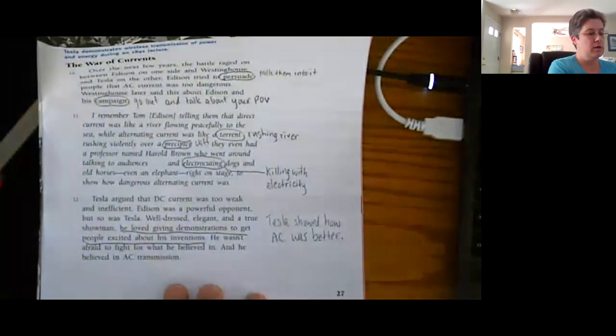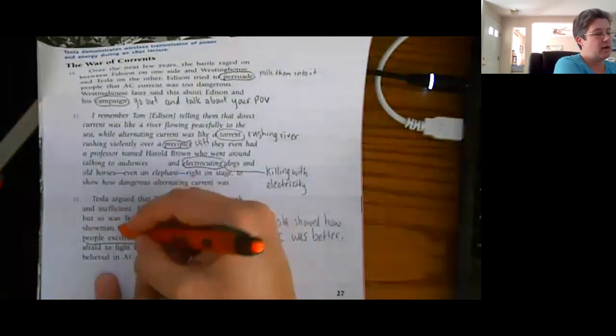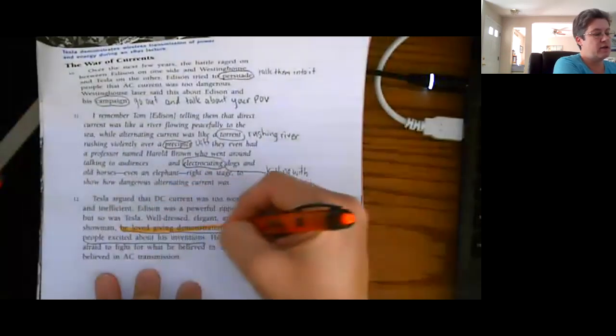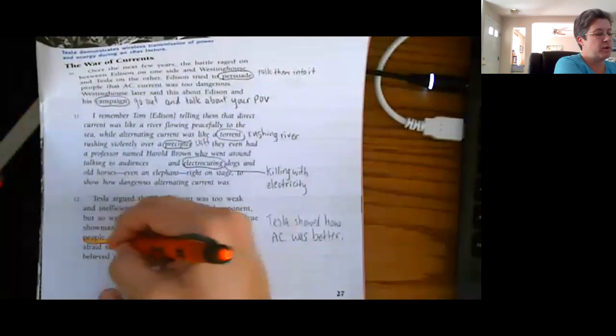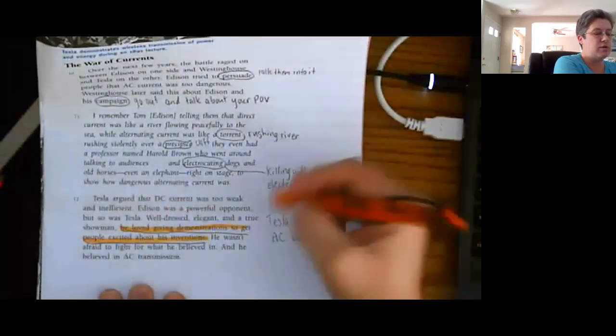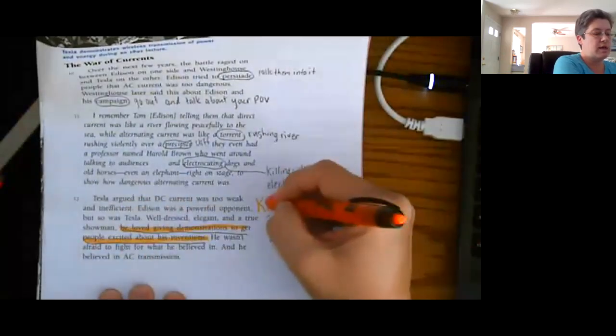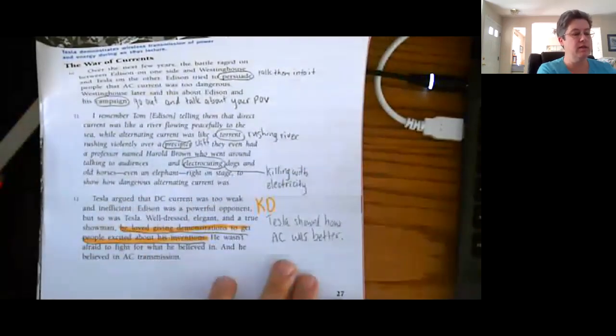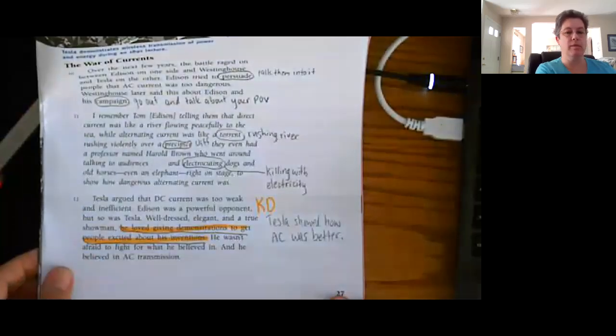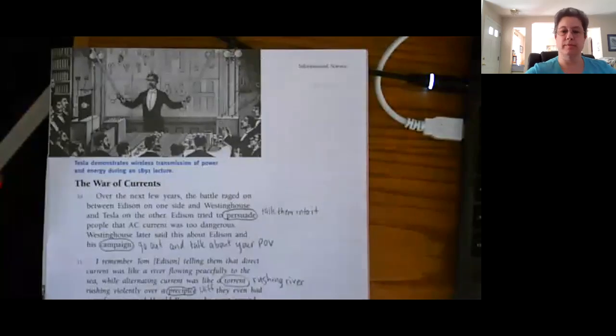Whoops, and I was highlighting key details. He loved giving demonstrations to get people excited about his inventions. So this is a key detail that I'm writing down. Tesla showed how AC was better. All right, let's flip the book over.